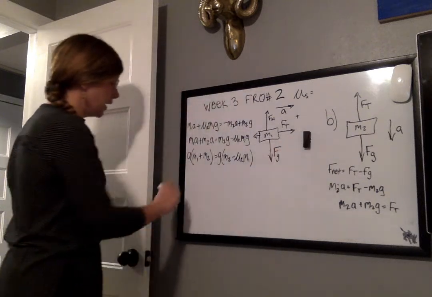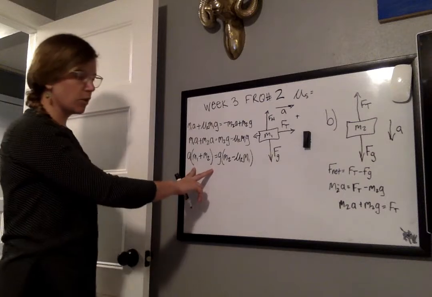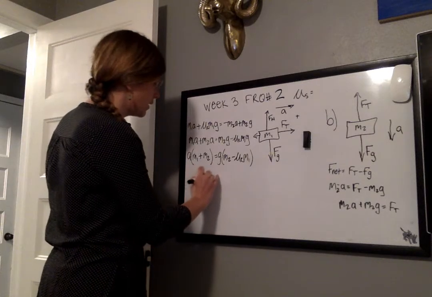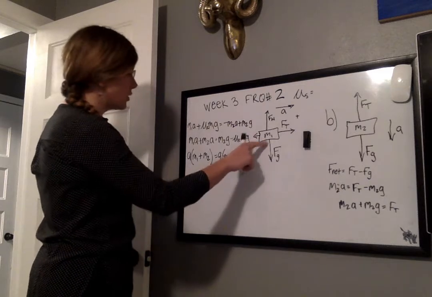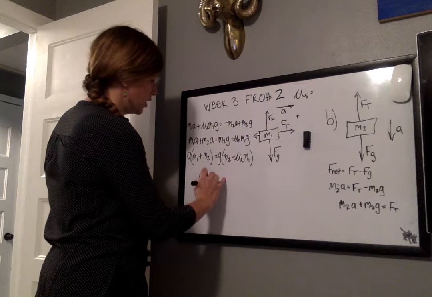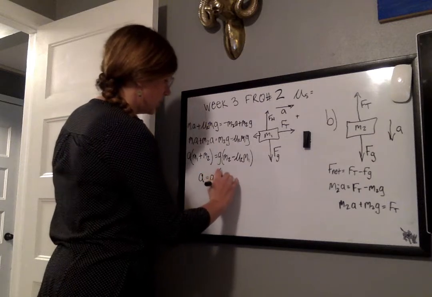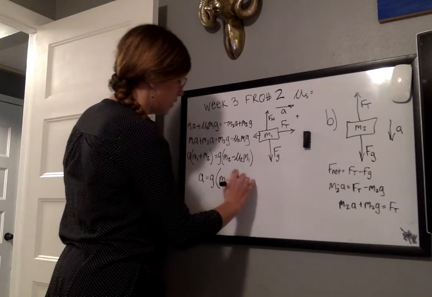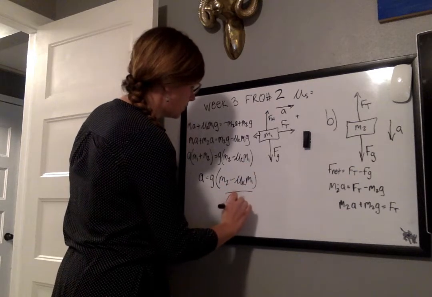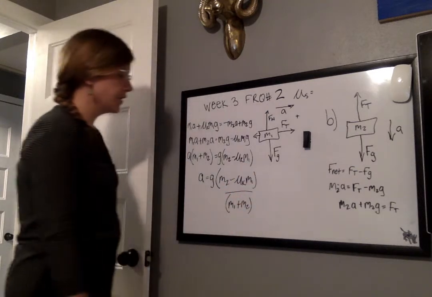Getting somewhere. All right, now I need A by itself. Remember, this is one whole term, so I can divide both sides by that to get rid of it, and you get the acceleration of your system, which is the same for M1 and M2 acceleration. It's equal to g (M2 minus coefficient). There you go. There's your answer.